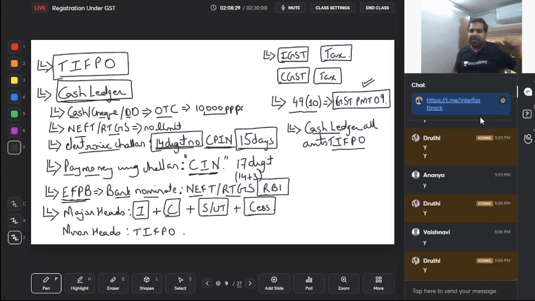But guys, will you keep extra money in this cash ledger? No, because unlike your bank account, they don't pay you interest, guys. Just by keeping extra money here, they don't pay you interest. So you will only deposit as much as you require. Alright.